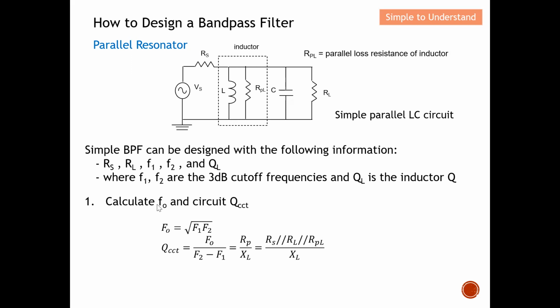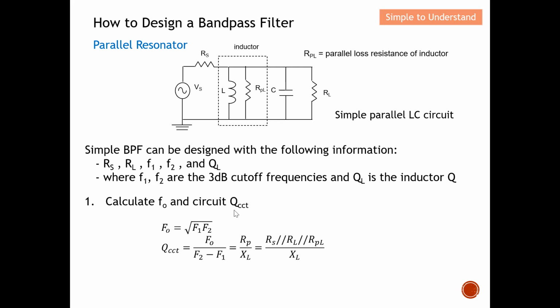So let's start. There are 3 steps to design a bandpass filter using a parallel resonator. Firstly, we calculate F0, which is the resonant frequency. How can we calculate the resonant frequency? It's governed by this equation: F0 equals the square root of F1 times F2, the lower cutoff frequency and the upper cutoff frequency. From here, we can calculate the resonant frequency.